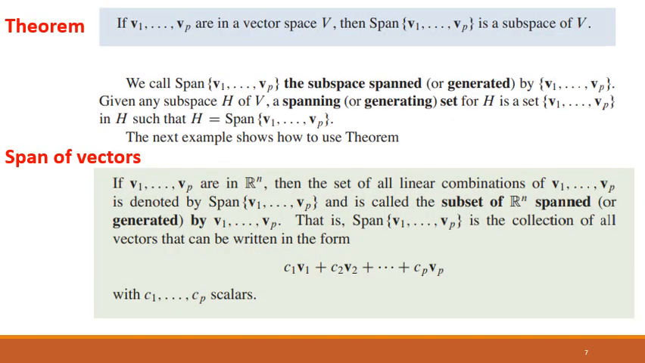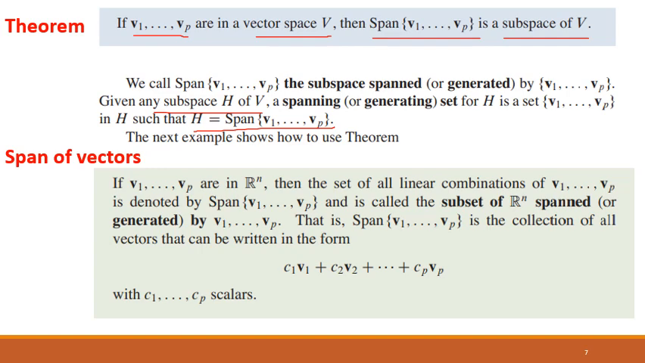Let's consider an important theorem related to subspaces. According to this theorem, if vectors v1, v2 up to vp are in a vector space V, then the span of these vectors is a subspace of V. If we have any subspace H of V, then we can write that H is equal to the span of vectors v1, v2 up to vp. The next example shows how to use this theorem.